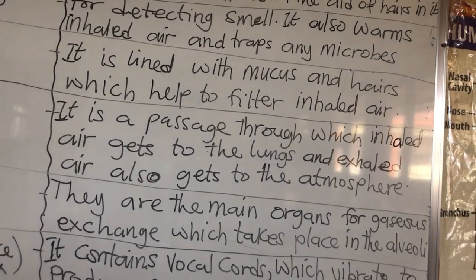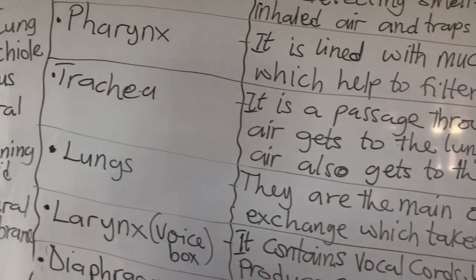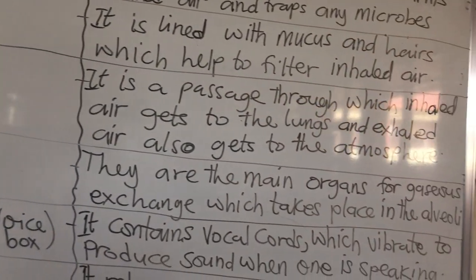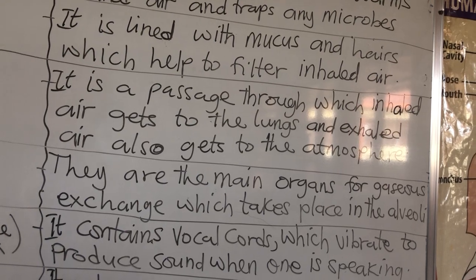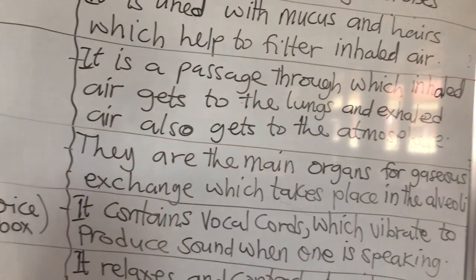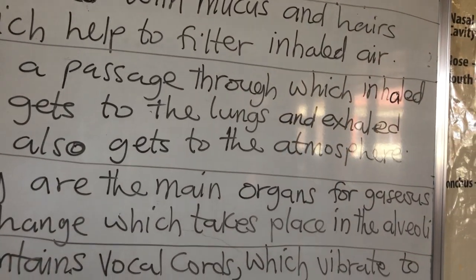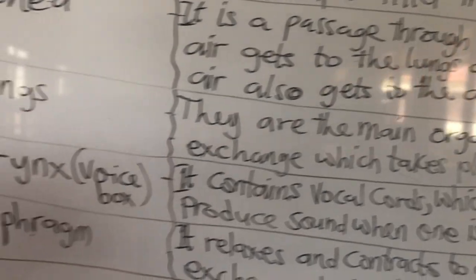We also have the trachea. It is a passage through which inhaled air gets to the lungs and the exhaled air also gets to the atmosphere. We also have the lungs, and the lungs are the main organs for gaseous exchange, which takes place in the alveoli of the respiratory system.